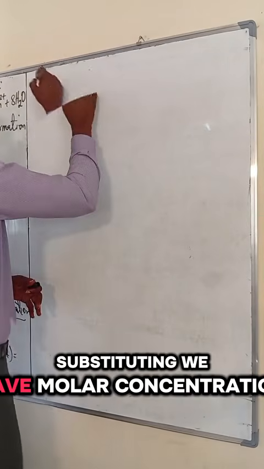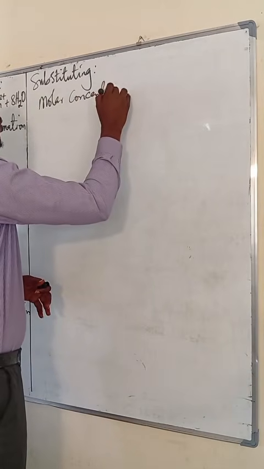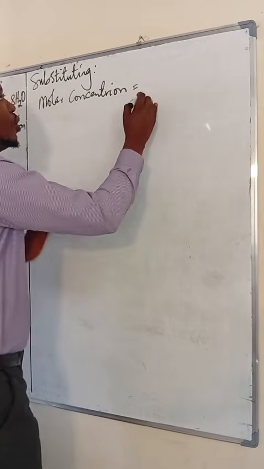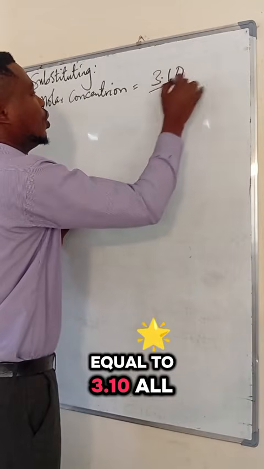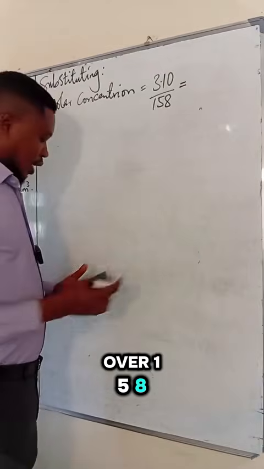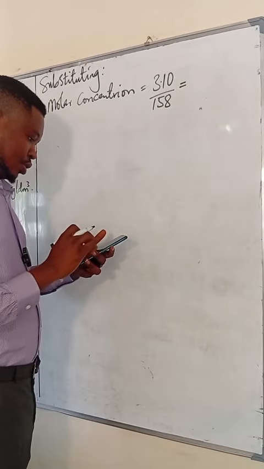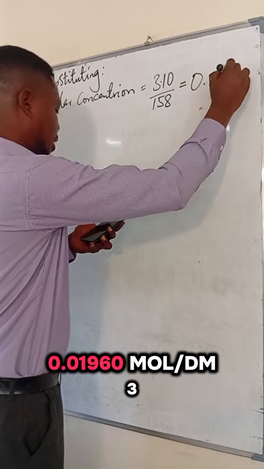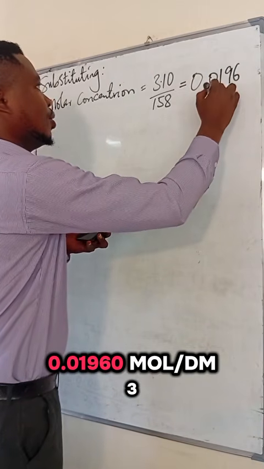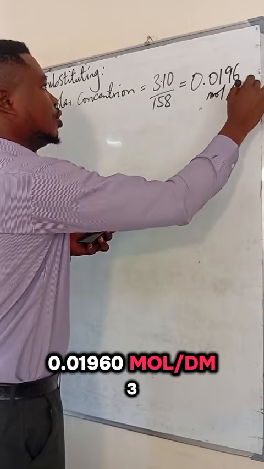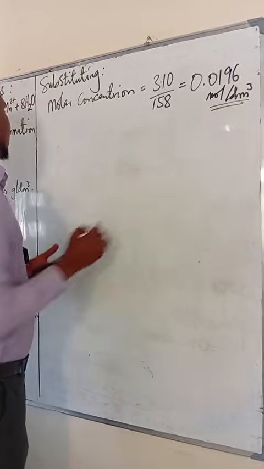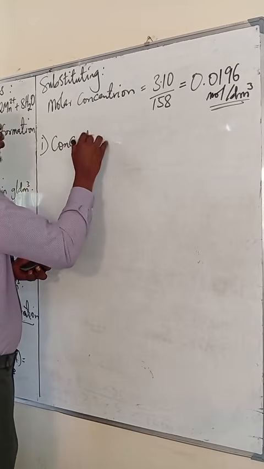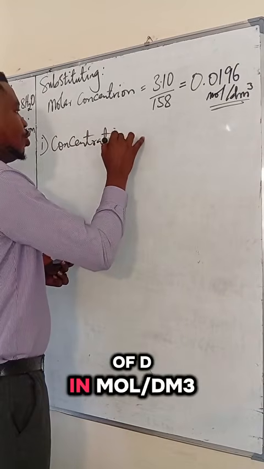Substituting, we have molar concentration equal to 3.10 all over 158, and this will give us 0.0196 mole per dm cube. The next one is the concentration of D in mole per dm cube.